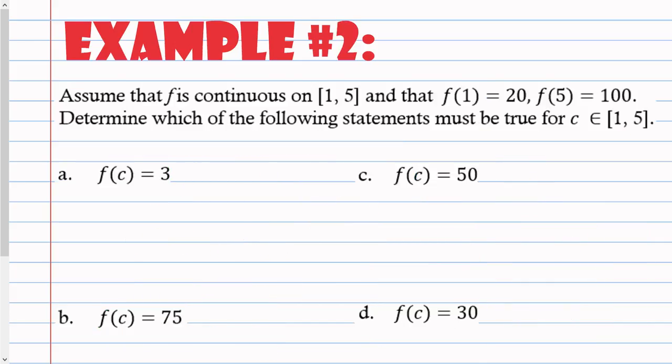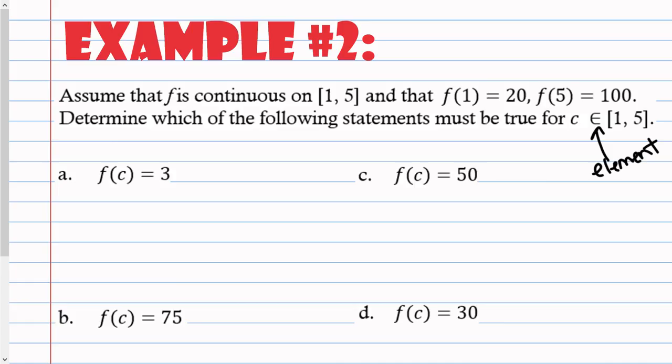Example 2. Assume that f is continuous on the interval 1 to 5, and that f of 1 equals 20 and f of 5 equals 100. Determine which of the following statements must be true for c, being an element of 1 to 5. In case you didn't know what element means, an element just means it's part of that set or that group. So 1 to 5 is the interval, so c is at least 1, or 2, 3, 4, or 5, or a number between 1 through 5.